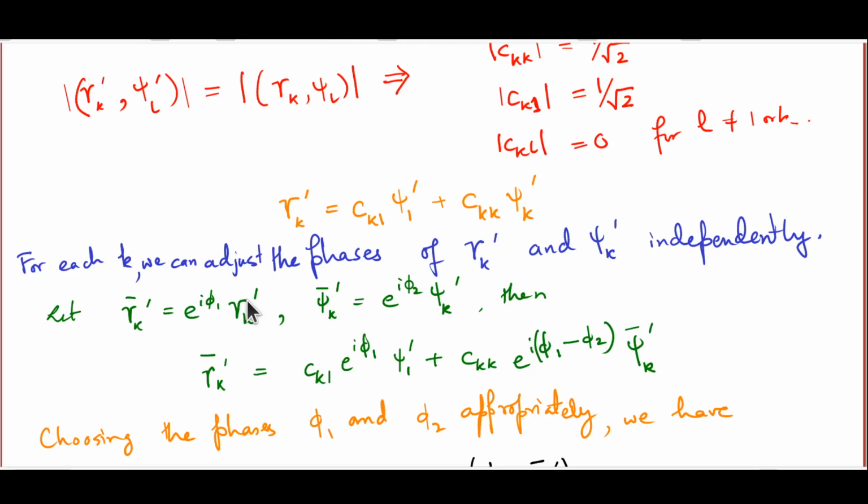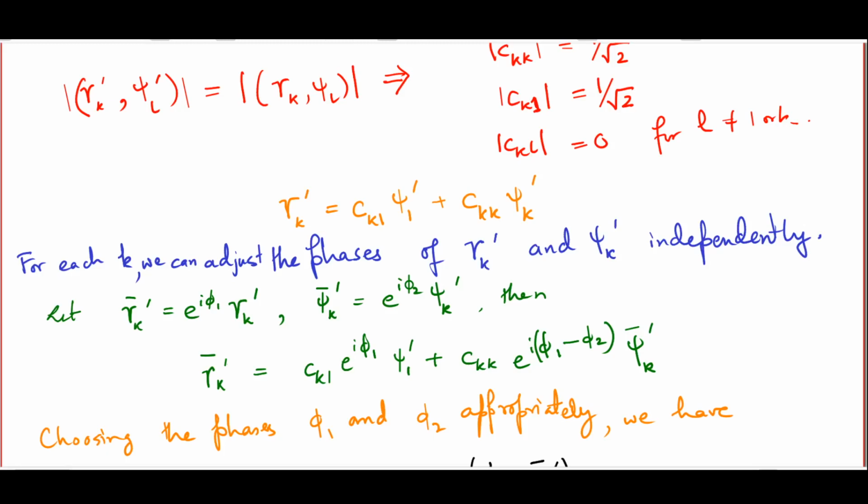So if you change the phase and denote the changed phase versions with a bar on top, epsilon bar prime k is e^{i phi 1} times epsilon prime k, and psi bar prime k is e^{i phi 2} times psi prime k.